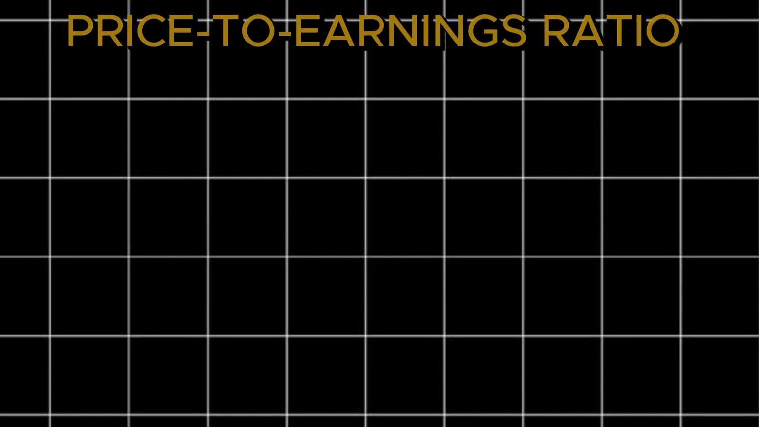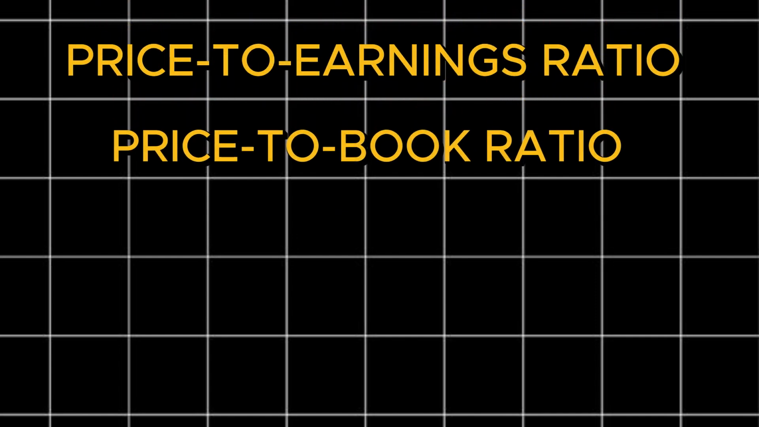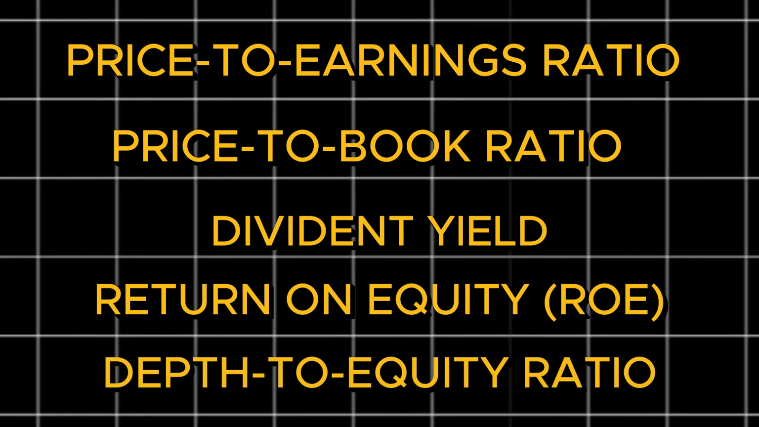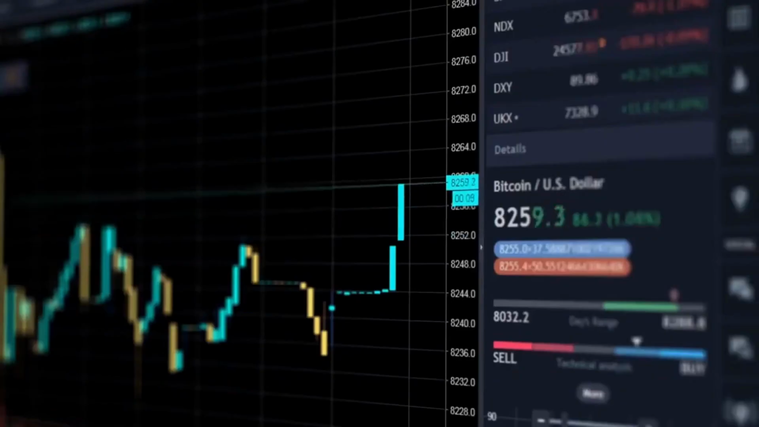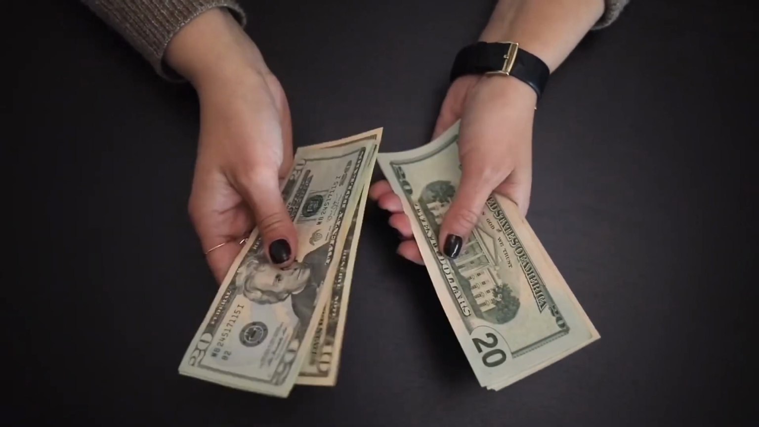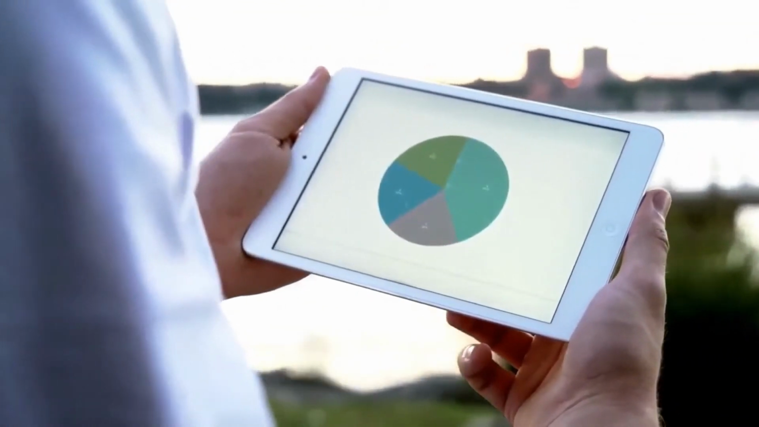And there you have it, the 5 key metrics: price to earnings ratio, price to book ratio, dividend yield, ROE, and debt to equity ratio are essential tools for analyzing stocks like a pro. Remember, no single metric should make or break your investment decision. Always look at the bigger picture.